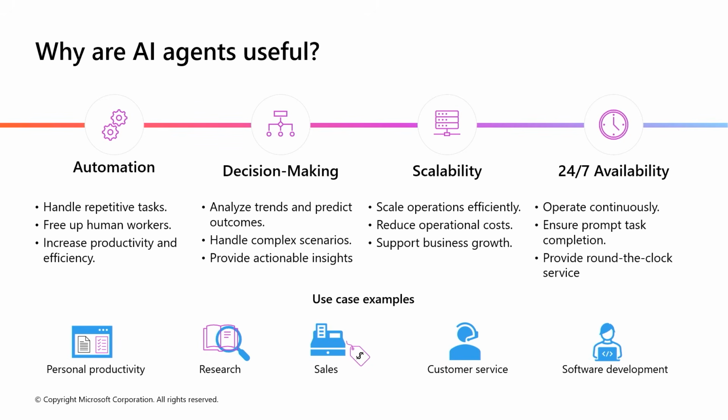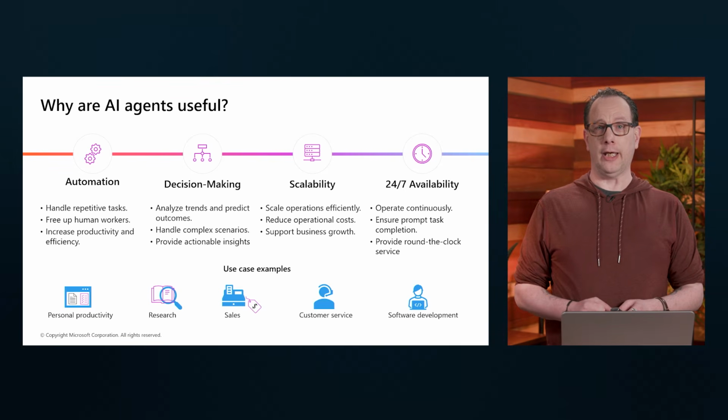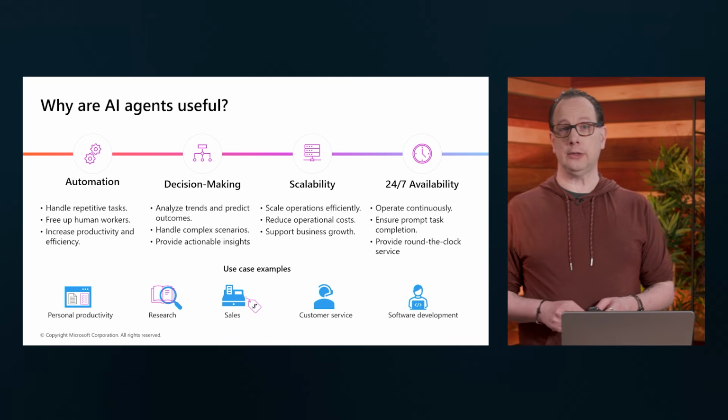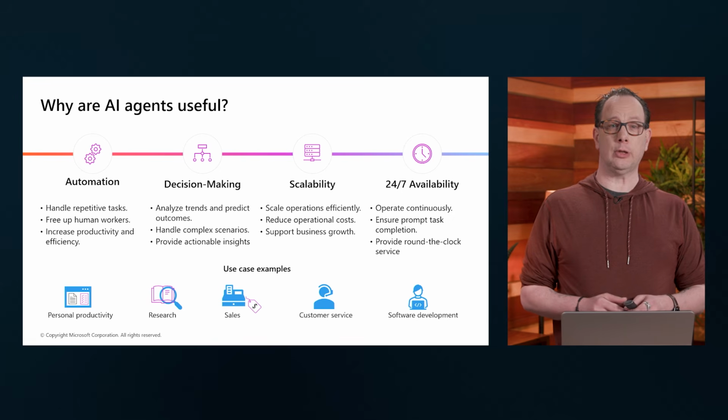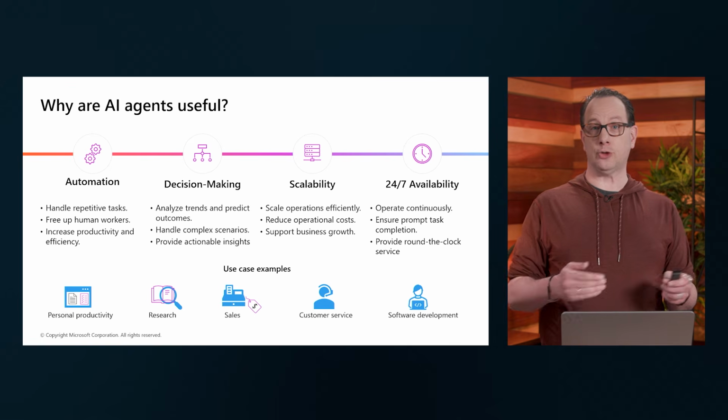AI agents are also useful for enhanced decision-making. By processing vast amounts of data and providing insights, AI agents support better decision-making. They can analyze trends, predict outcomes, and offer recommendations based on real-time data. AI agents can even use advanced decision-making algorithms and machine learning models to analyze data and make informed decisions autonomously. This allows them to handle complex scenarios and provide actionable insights, whereas generative AI chat models primarily focus on generating text-based responses.